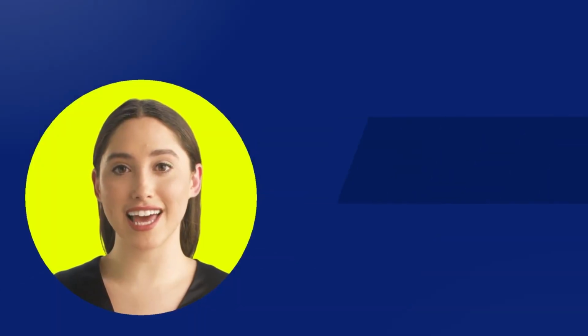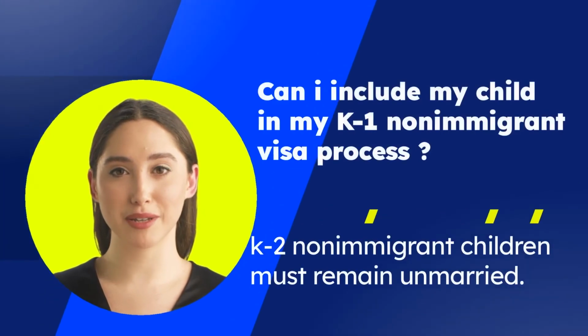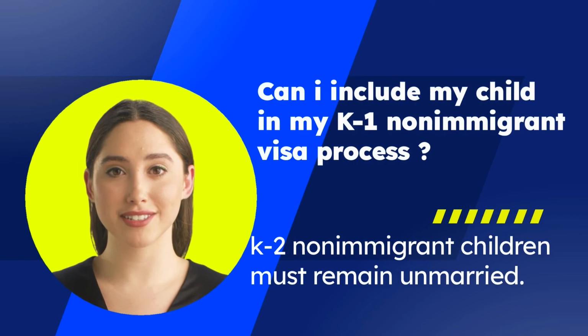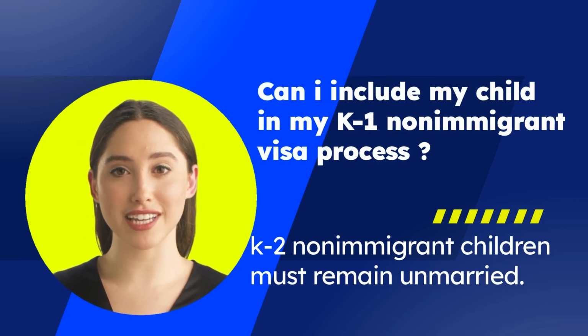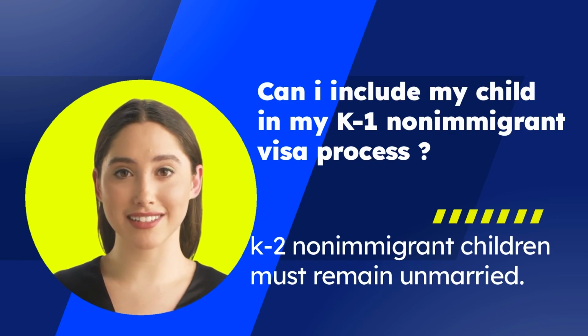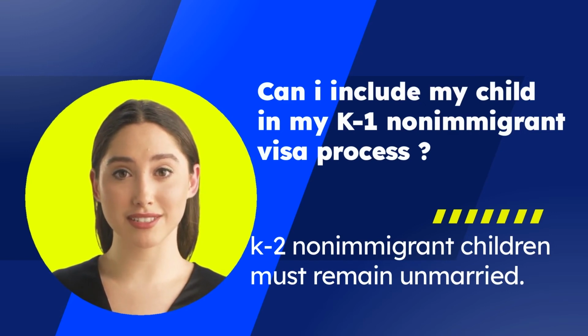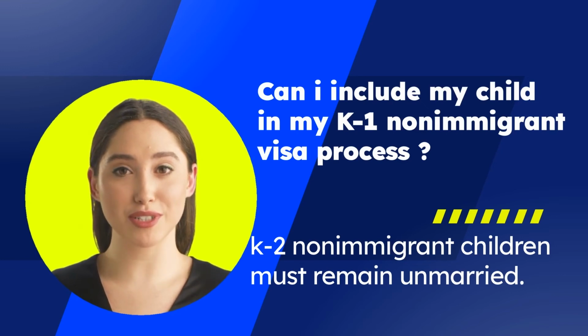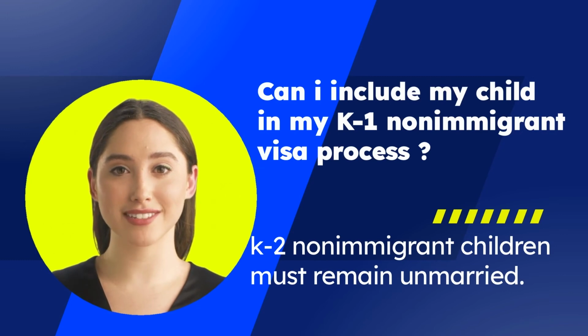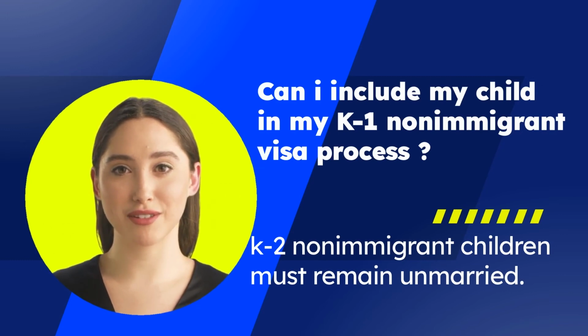If your fiancé has a child who is under 21 and unmarried, the child may be eligible to come to the United States on a K-2 non-immigrant visa. You have to include the names of your fiancé's children on the Form I-129F if you wish to bring them to the United States. The children must continue to be unmarried and under 21 in order to be admitted to the United States as K-2 non-immigrants. They may travel with your fiancé or later, but they cannot travel to the U.S. before your fiancé.